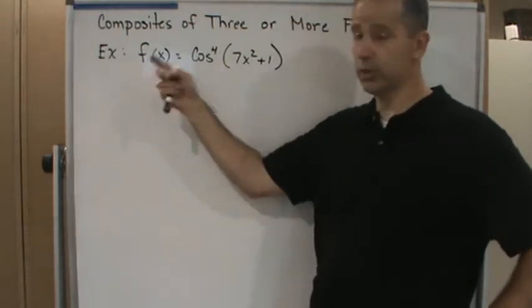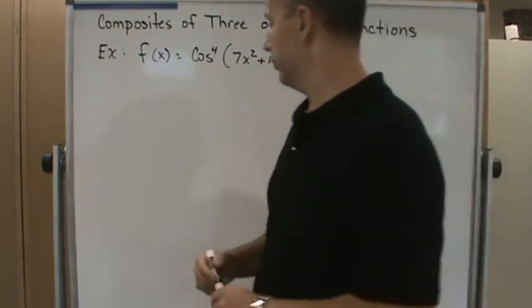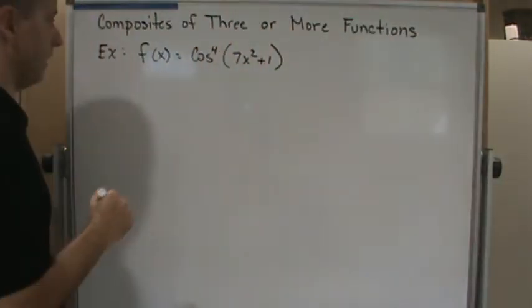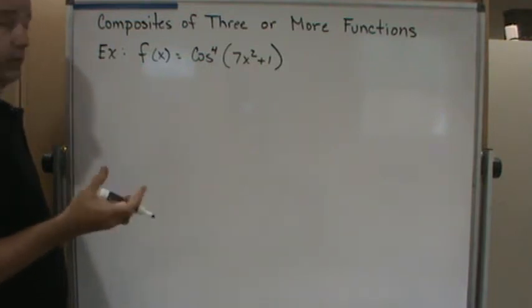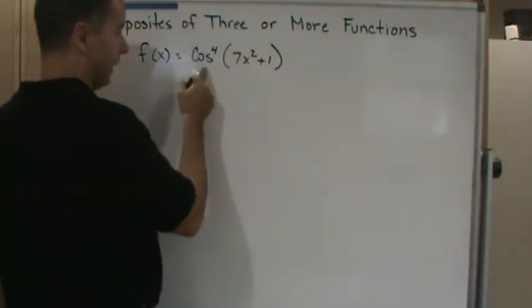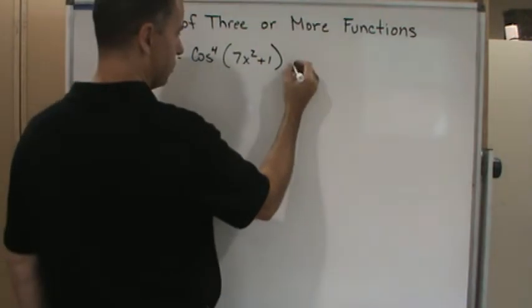I can denote the function by anything, okay? So the main thing is understanding that this is a composition of three functions. So how do you see that? Let's rewrite this so it's easier to see.